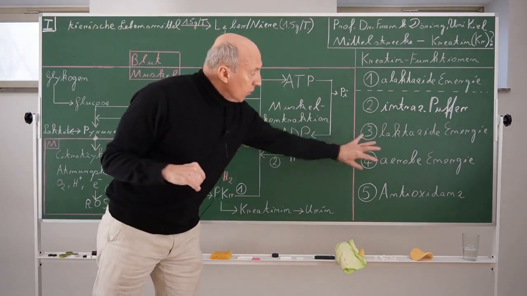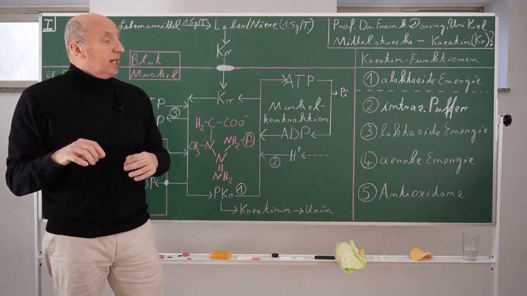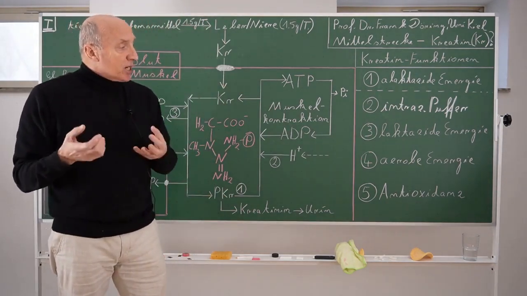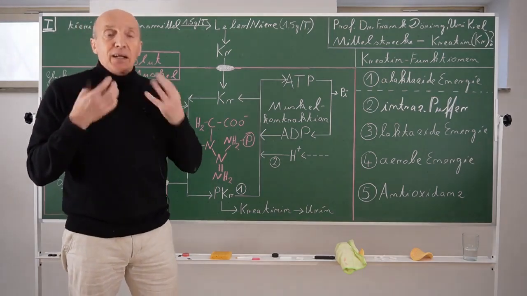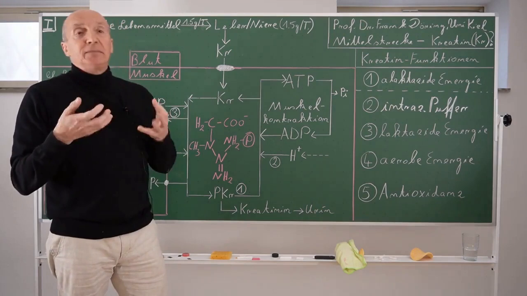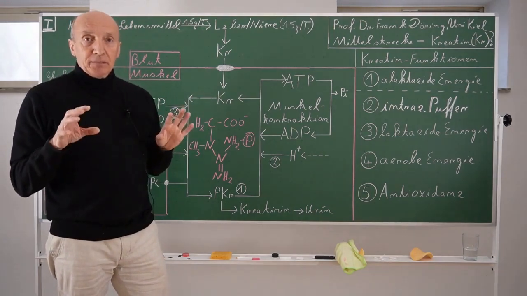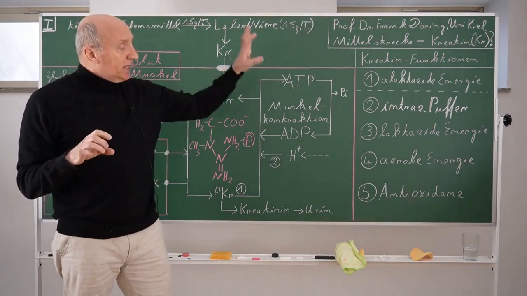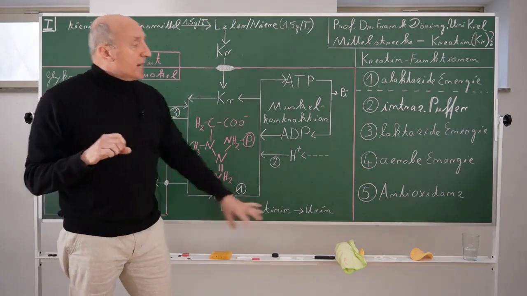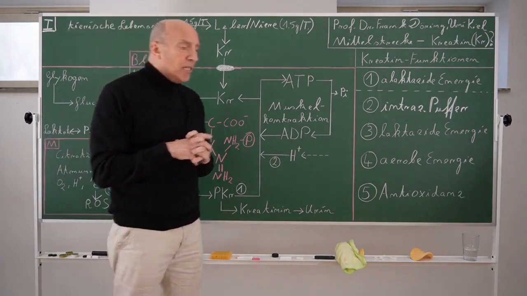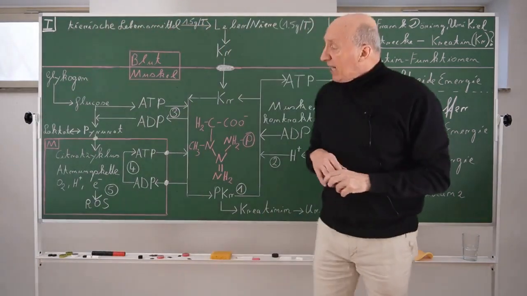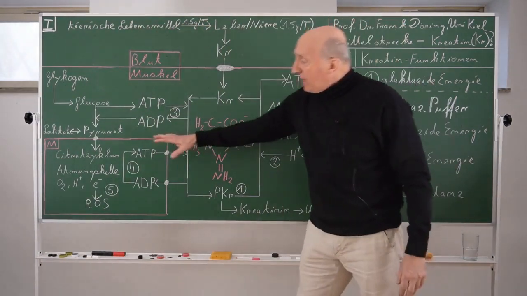So that is the fourth function of creatine, the provision of ATP from aerobic energy synthesis. This means that creatine also has a function in aerobic energy supply. A fifth function of creatine can be derived here.